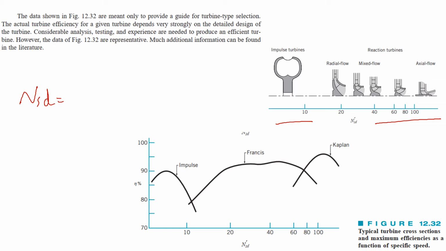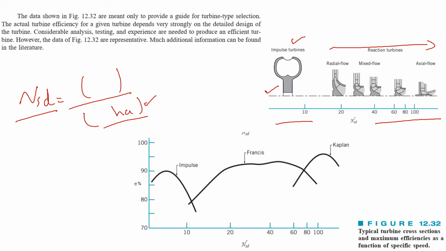This term right here is inversely proportional to our head, and we saw that for an impulse turbine we need a higher head. A higher head means that we will have a lower specific speed. That's why the impulse turbine lies in the front of this selection. As the specific speed increases, we move from impulse turbine to reaction turbine. For moderate specific speed, we can use our Francis turbine, and when we talk about higher specific speeds, we talk about the axial flow turbine, that is our Kaplan turbine.